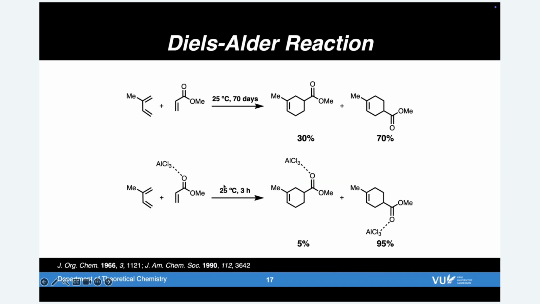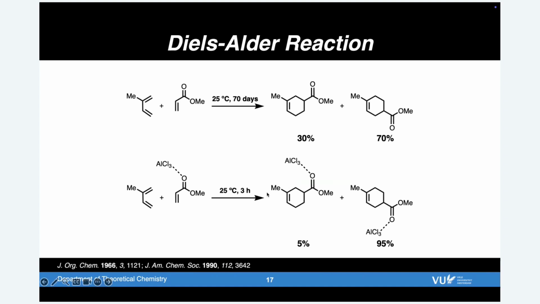It's very nice to see that if you add a Lewis acid, so aluminum trichloride, it will coordinate to the oxygen of your dienophile. And at room temperature, the same temperature as this, you get quantitative conversion in 3 hours. And it's mostly regioselective to afford the 1,4 adduct. So it's clear: the Lewis acid can not only speed up the reaction, but it can also make it largely regioselective.